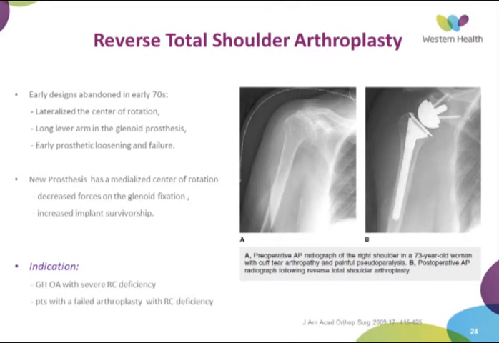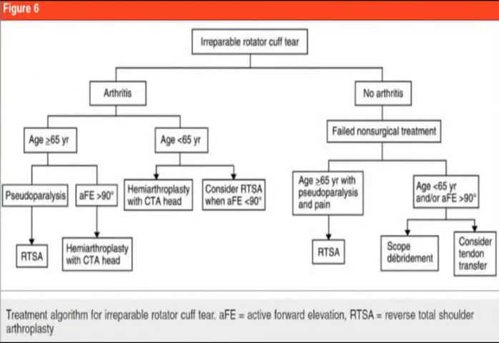Also complications with this: high revision rate, chance of infection, and there are also radiological complications, though with the new design, the chance of them happening is less. Again, in a patient with an irreparable cuff tear, whether there is arthritis or no arthritis, treatment options are different based on the age. You can do a reverse total shoulder replacement or a hemiarthroplasty, and if they're younger, a hemiarthroplasty with a CTA head will be the better option.